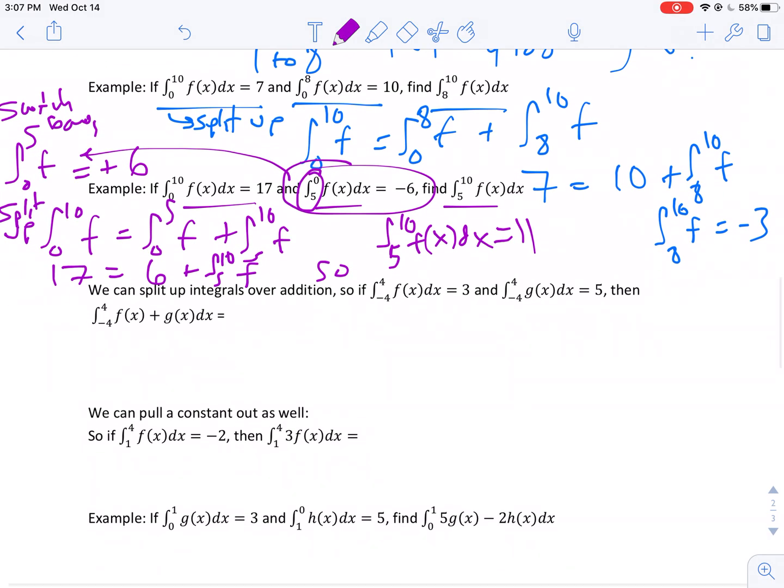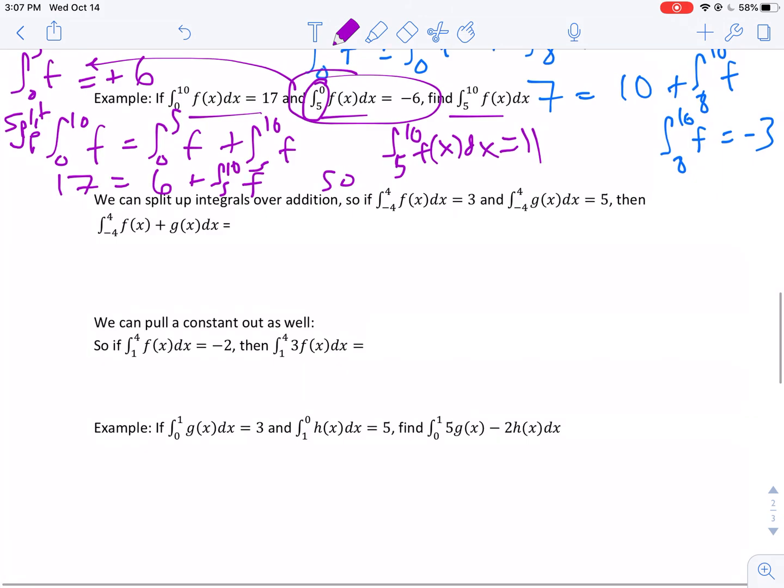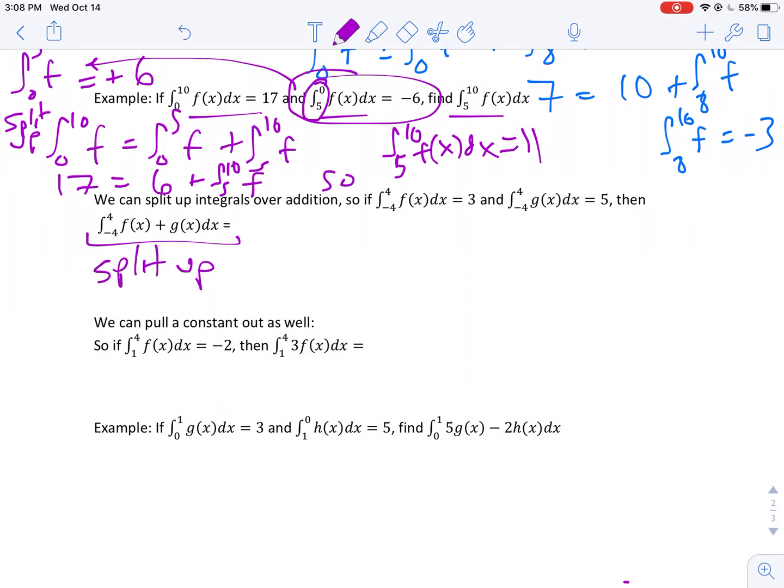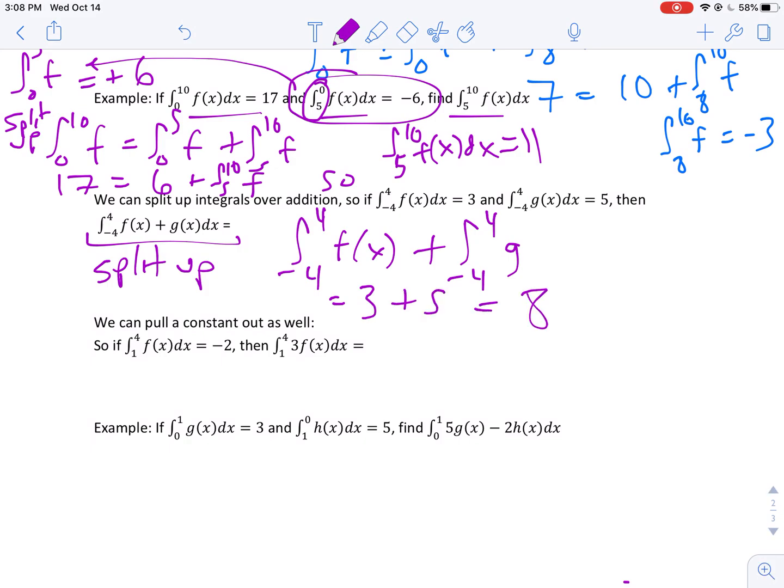One other thing like this, if you have two that are added together, just like a derivative and just like a limit, you can split them up. So instead of finding the area of f plus g, let's just find the area of f plus the area of g. And in this case, that would just equal, let's see, area under f is 3, area under g is 5, so that gives you 8. So we can split this up across addition, just like everything else we've worked with this year.